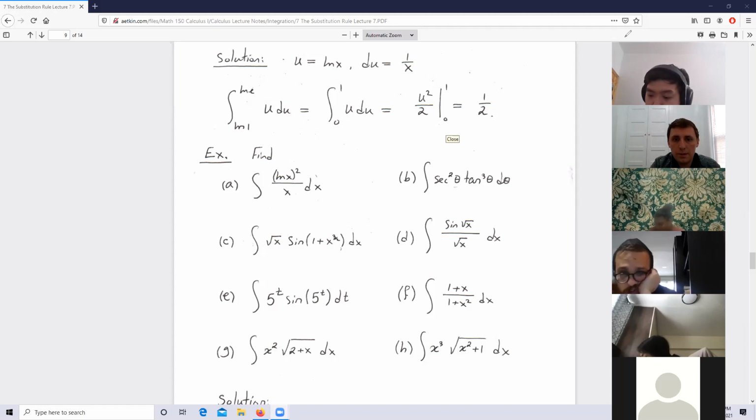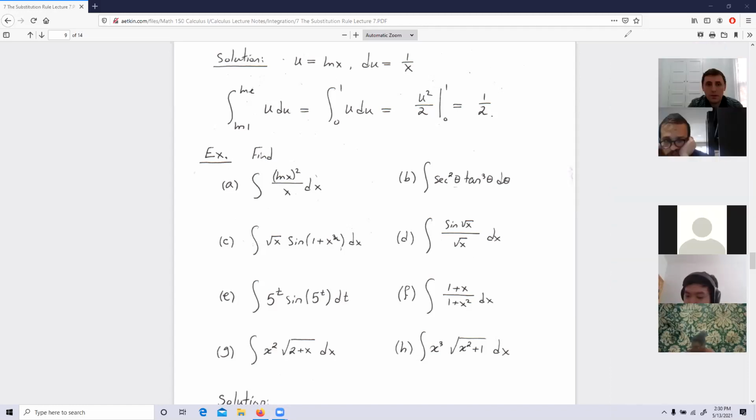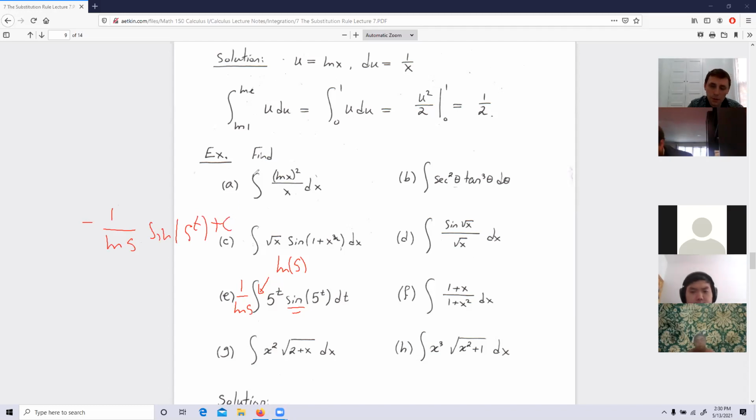All right, very good, Zvi. All right, guys, it should take again. How long does it take? What is this missing? This is missing, and I'm not sure where to put it. I'll write it here. It's missing ln 5. So this is the outer function. So the answer, and if it misses ln 5, then I have to write 1 over ln 5. So the answer is minus 1 over ln 5 cosine of 5t plus c. Good.